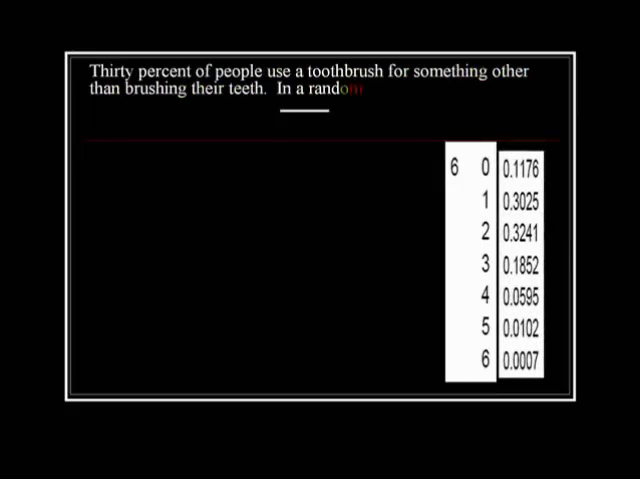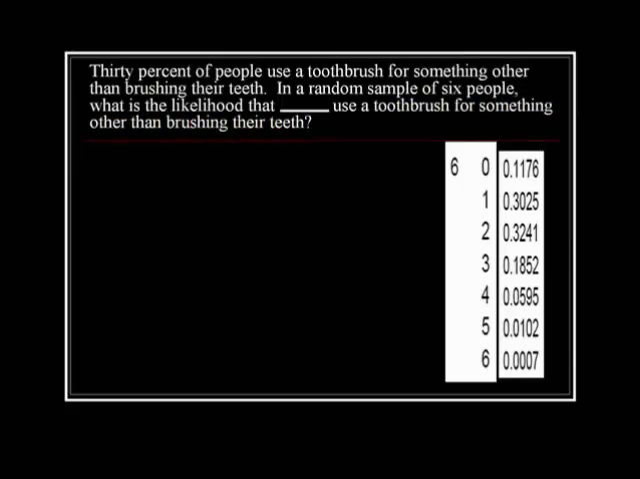So let's look at another distribution. We have 30% of people use a toothbrush for something other than brushing their teeth. So in a random sample of 6 people, what's the likelihood, this is where we're going to ask some questions in a second, use a toothbrush for something other than brushing their teeth. So first I've got the probability distribution here, a list of all the possible values, 0, 1, 2, 3, 4, 5, and 6, and the probabilities associated with each.